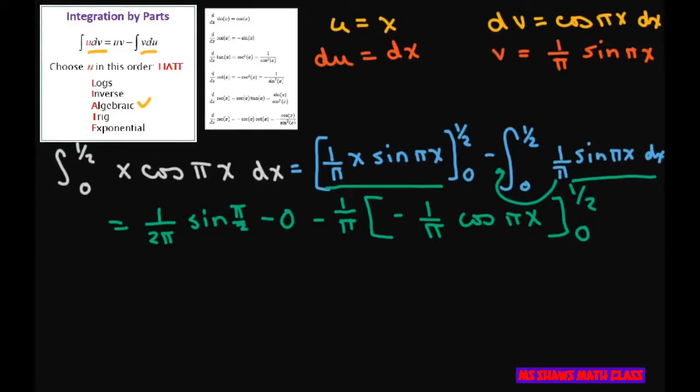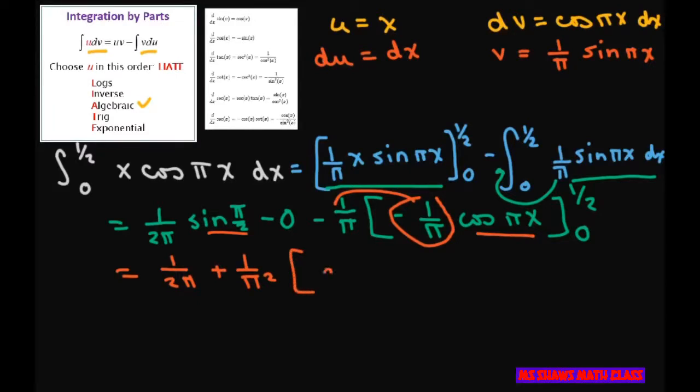So now we're going to continue on. This is going to equal sine of pi over 2 is just 1. So you get 1 divided by 2 pi. Also can pull this out here, since it's a constant. So that's going to be plus 1 divided by pi squared. And then we can just evaluate that. So that's going to be times cosine pi divided by 2 minus cosine of 0.